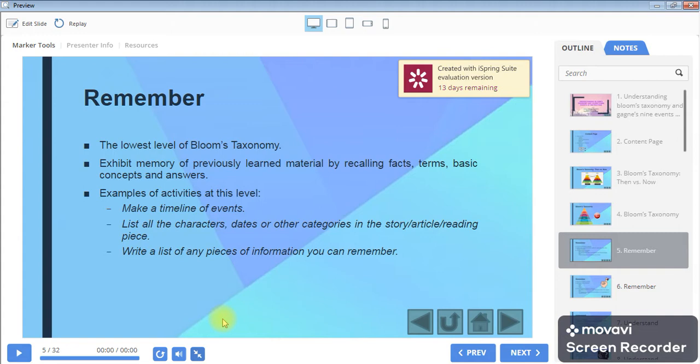In this level, the learner should be exhibiting memory of previously learned material by recalling facts, terms, basic concepts, and answers. Some examples of activities at this level are such as make a timeline of events, list all the characters, and also write a list of any pieces of information you can remember. We can click this button to go back to our figure.